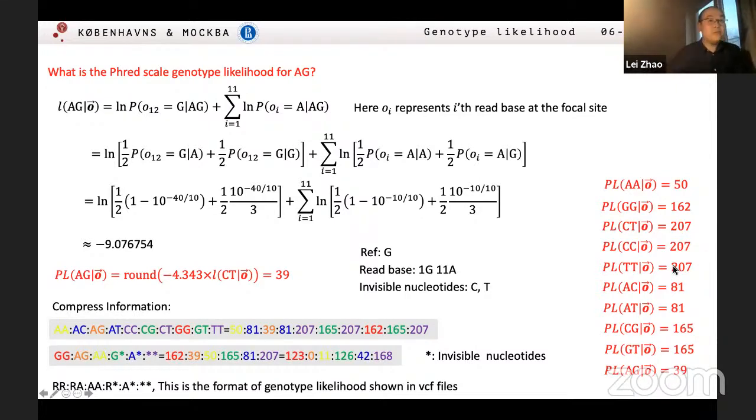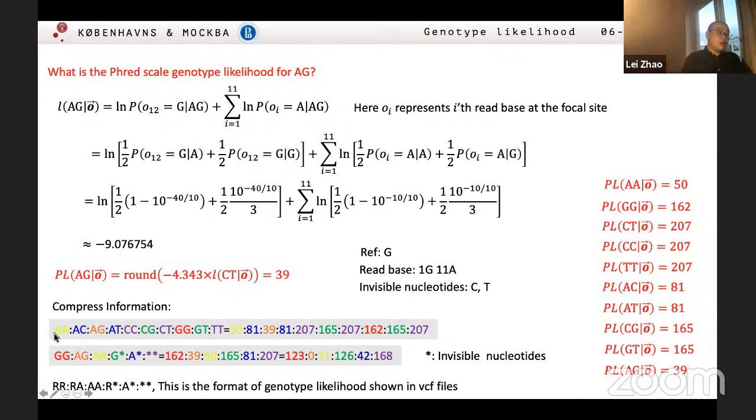This is because we only observe A and G in the short reads at this position, and we didn't see any C and T. So any genotype related to C and T should be symmetric. So if you see the genotype likelihood of CC and TT, they have the same value. CT also has the same value. AC and AT have the same value. CG and TG have the same value, right? So actually the unobserved genotypes or nucleotides will be symmetric with each other.